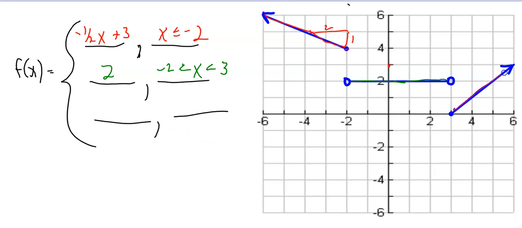And this one I'm going to do kind of in that purplish, so this would be x greater than or equal to 3. And the slope looks to be 1, so 1x or x. The y-intercept looks to be negative 3, so minus 3. And I've got my piecewise function, right? So just a couple of linear lines, one's horizontal with a slope of 0, and you got it.